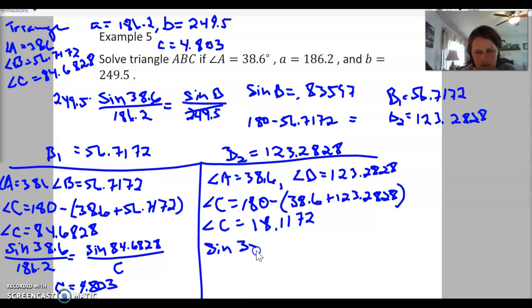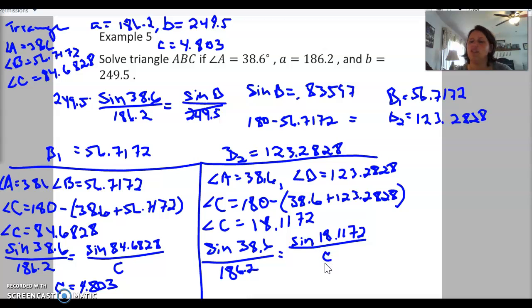Then, using the information they gave us, we're going to do the sine of 38.6 over 186.2 equals the sine of angle C, which we just found, 18.1172, divided by the side C, which we have not found yet. That's what we're trying to find. And then when you go through and do all of that math, solve for C, you should get 92.8081.